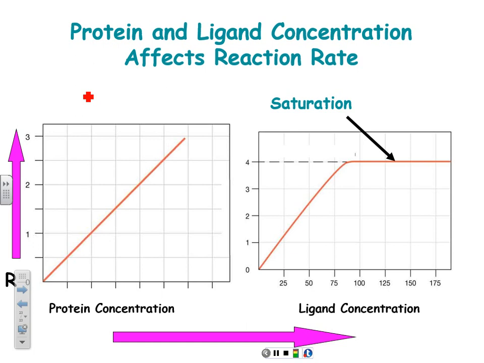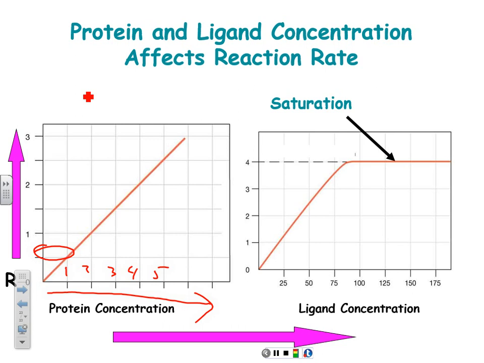This one's important. Here what we're doing is we're looking at a graph. What we're looking at over here is increasing protein concentration, right? As you increase protein concentration from 1, 2, 3, 4, 5, notice that there is a corresponding increase in the rate of reaction, right? So as you increase the protein concentration, you will increase the rate of reaction.